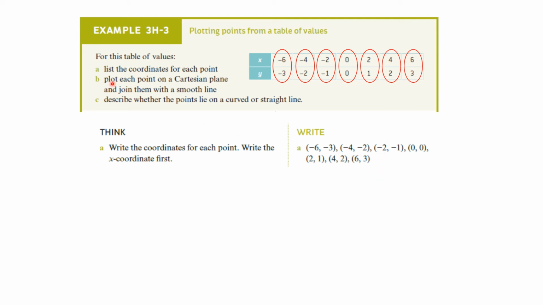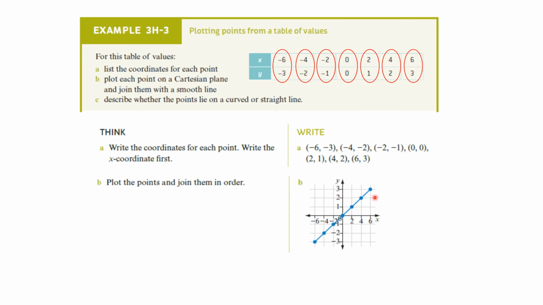Question B, plot each point on a Cartesian plane and join them with a smooth line. So we need to set up a Cartesian plane, so it looks something like this. And then I'm going to plot each of these coordinates as a dot, or a point. And you'll see that they all line up and form this straight line. So you would do this with your ruler.